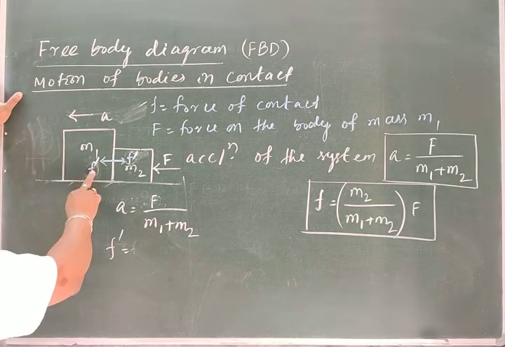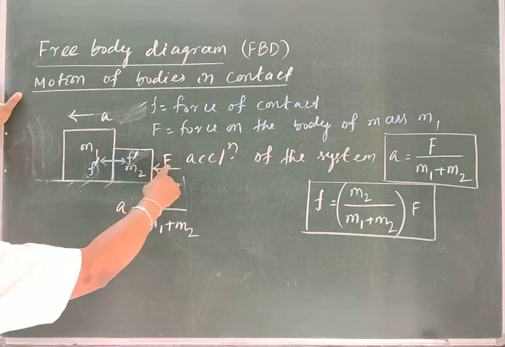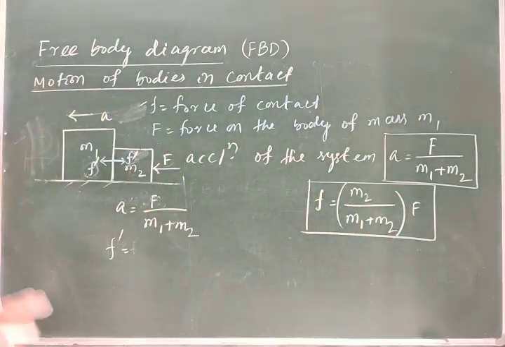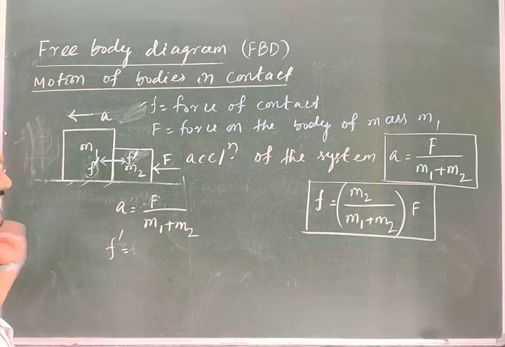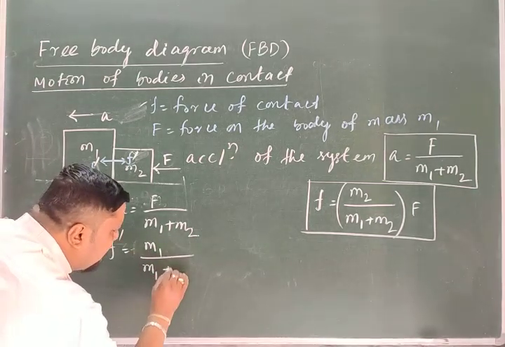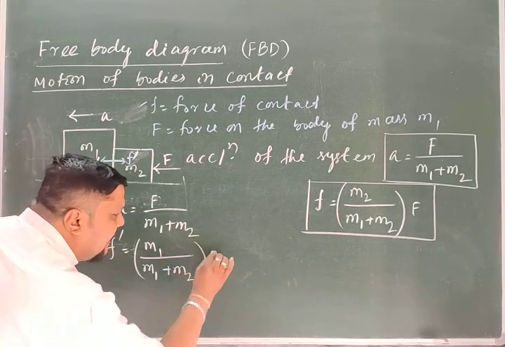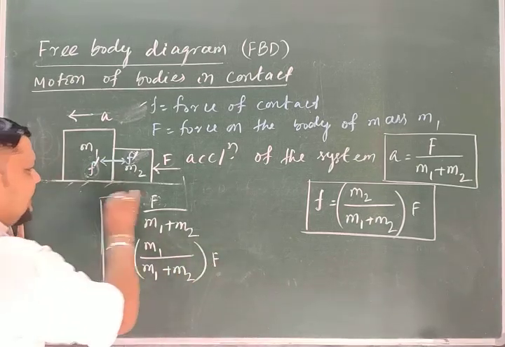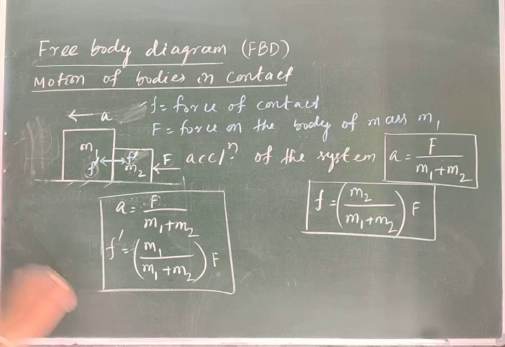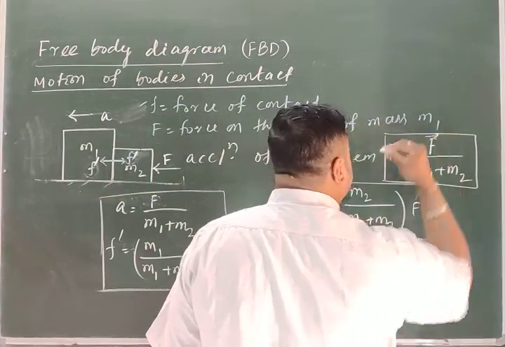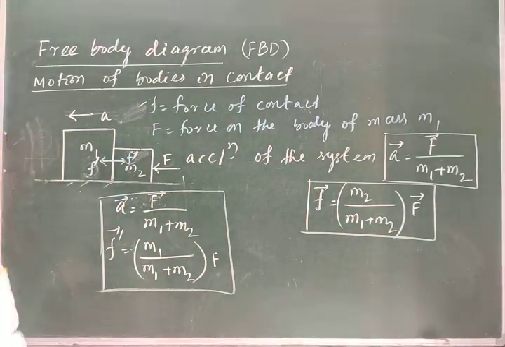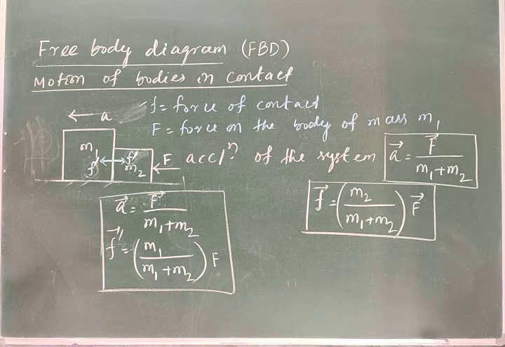So what is this F dash? When this external force is applied on m1, we got m2 by m1 plus m2. Do the same procedure and go for the free body diagram. You will get an expression, let me put directly, F dash equal to m1 by m1 plus m2 into F. Are you getting this? Right? So this is the expression. If you take it in vector form, let me put all in the same direction. Clear?